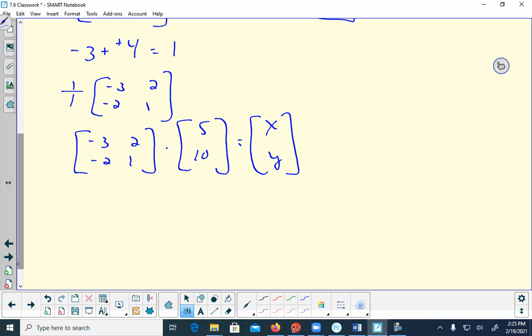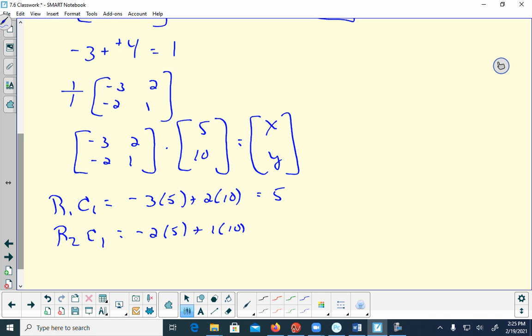So I'm doing this, and I think I'm doing it old school. I am. So row 1, column 1 is -3 times 5 plus 2 times 10. So -15 plus 20, and I get 5. Then I'm going to do row 2, column 1, because there's only one column. And I'm going to do -2 times 5 plus 1 times 10. So 10 minus 10, and I get 0. So this is my x, this is my y, so my ordered pair is 5, 0.